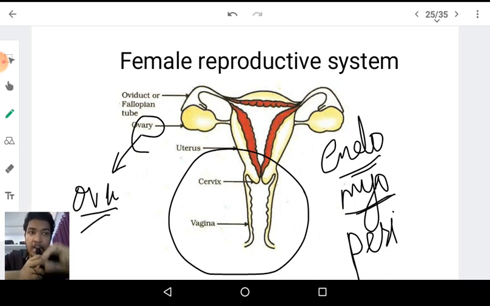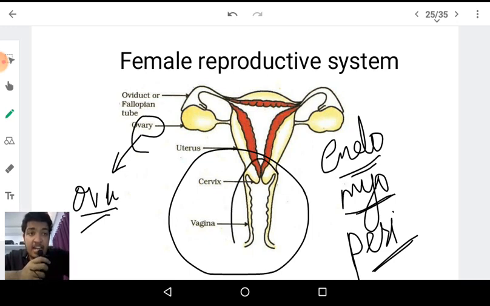Now this muscular layer is important because during parturition or childbirth, this myometrium undergoes vigorous contractions and relaxations that is leading to the expulsion of the baby from the uterus. And perimetrium is the outermost layer, and that is necessary for the protection of the uterus. Now coming to the next part, that is the cervix.